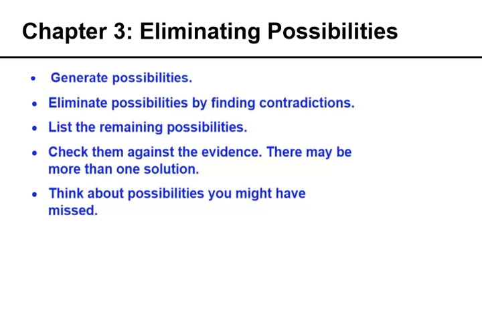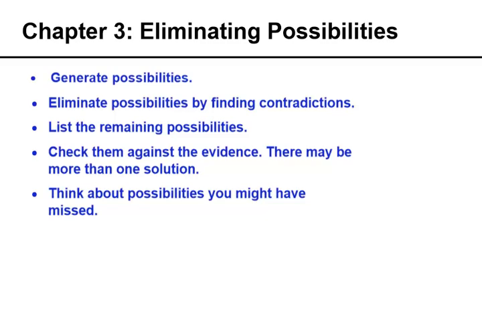Hi, in Chapter 3 we're going to be eliminating possibilities. So the key to doing this problem solving strategy is to make sure that you organize your stuff appropriately. You can organize it in a list, you can organize it in a table, however you want to organize it. Then once you organize every single possibility for your solution, you need to eliminate the ones that cannot exist.